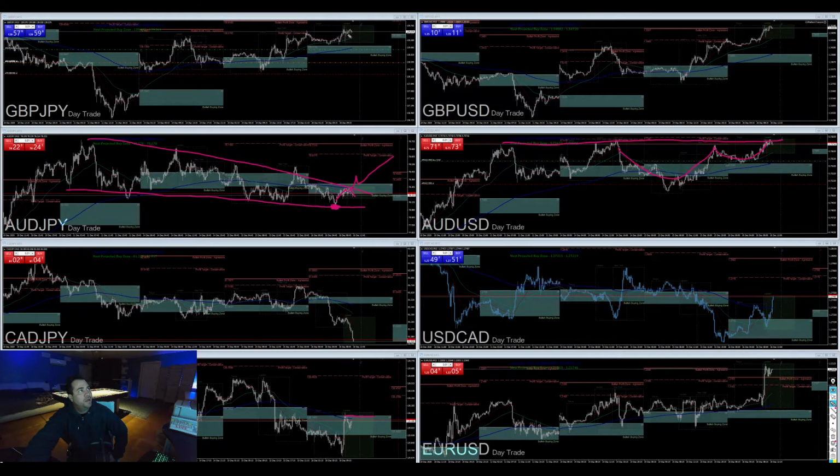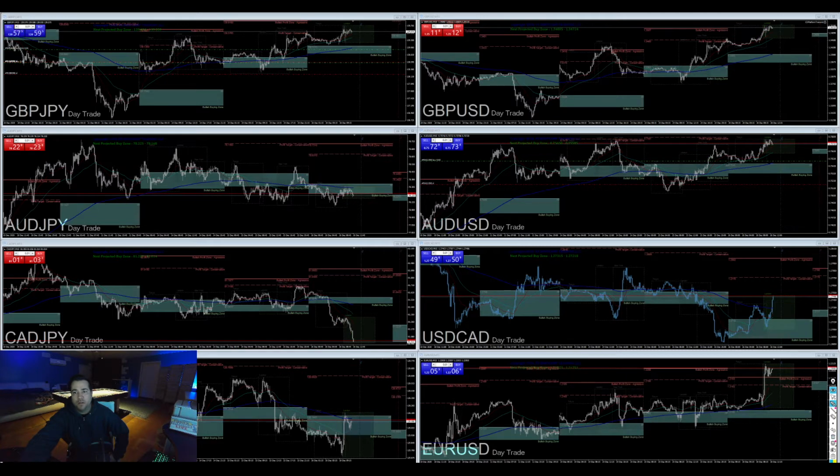The yen is still kind of strong a little bit. You can see the strength here in the yen. A lot of this is a CAD move, but it still affects the yen pairs. You can kind of see that strength in the yen right there. So even though the pound is bullish, it's not as bullish as the pound dollar. So that's where we're at right now.